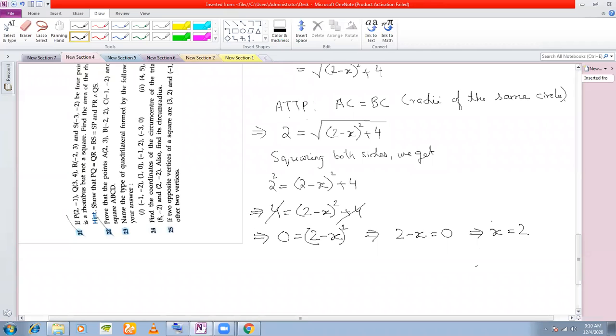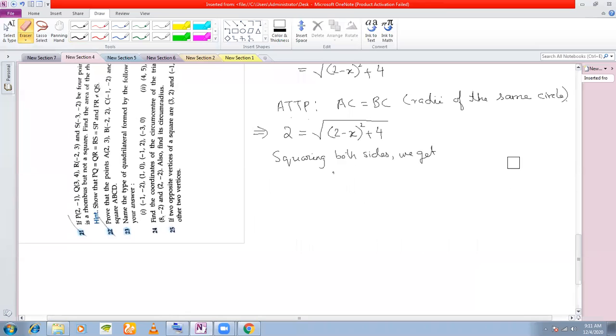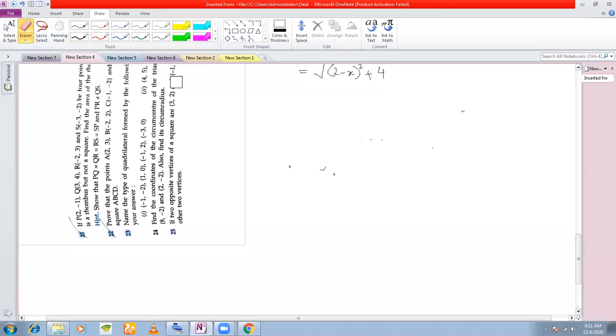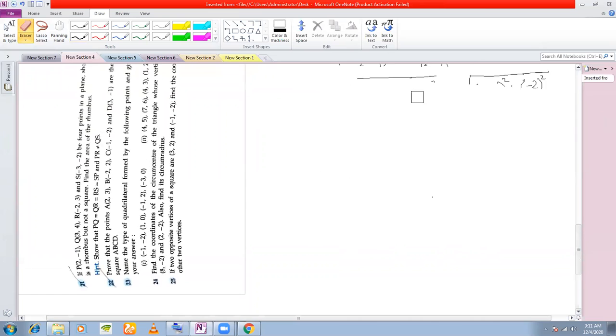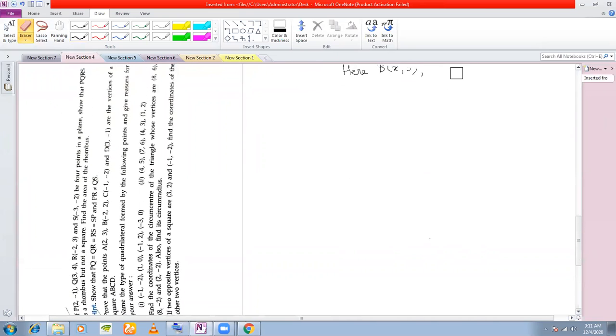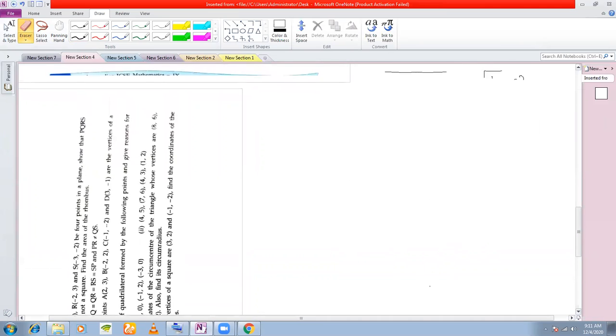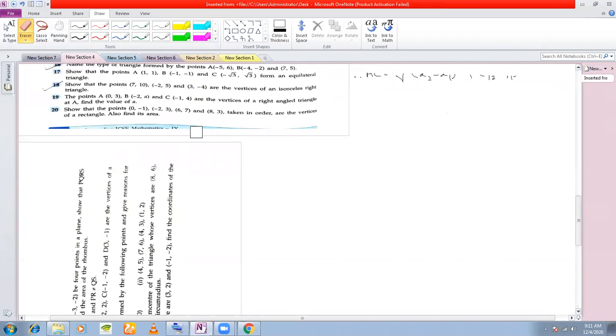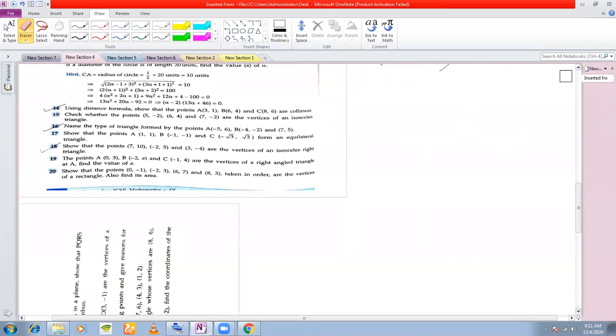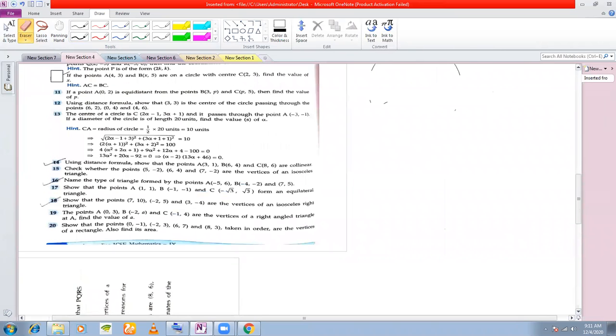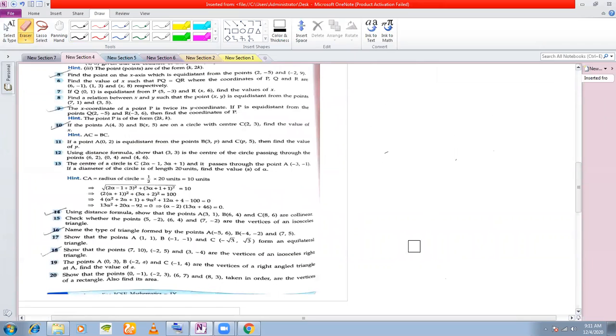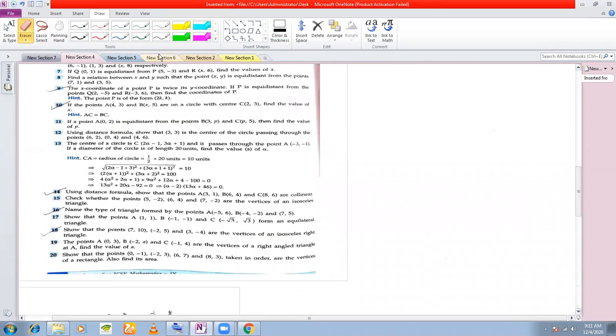It was just like the previous problem, except the simplification was a little easier. Let us now move on to the next problem, number 14. In between, if you have any problem that you could not do, you can ask. Number 14.